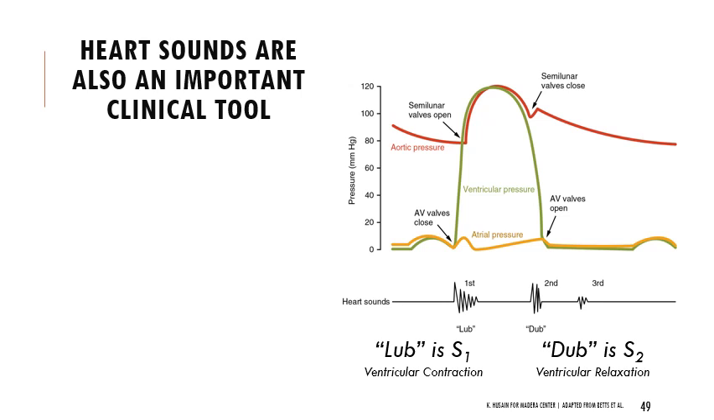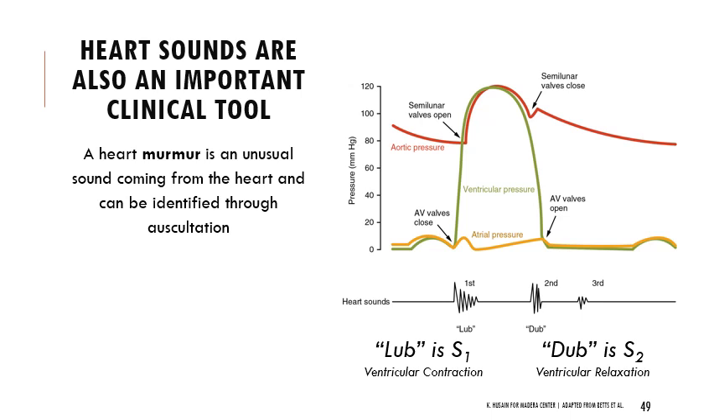The dub is called S2, and that represents ventricular relaxation, and that's the AV valves opening and the semilunar valves closing. So we can actually hear those valve sounds as lub-dub, lub-dub. So there's S1 and S2. There's several other S sounds that you usually only hear in very young patients, pregnant patients, and patients with very particular types of dangerous medical conditions. Usually we just focus on S1 and S2.